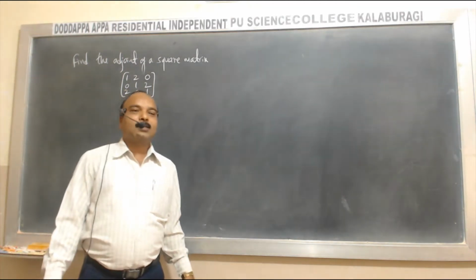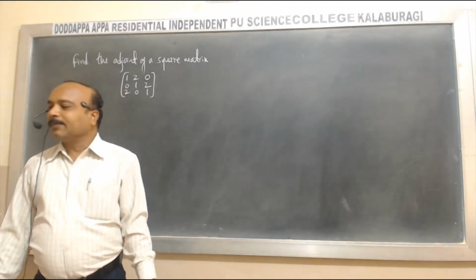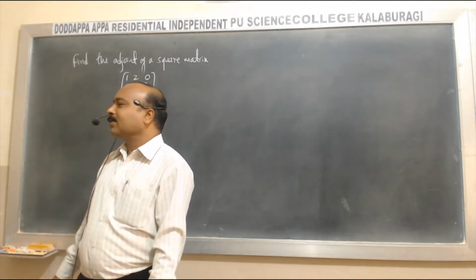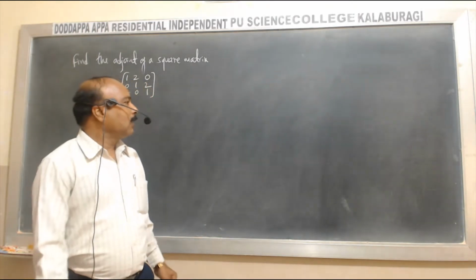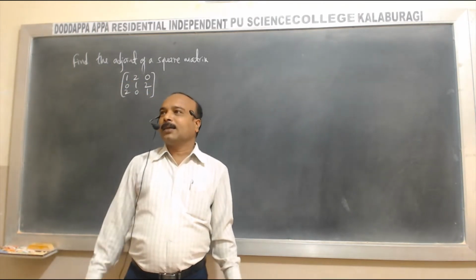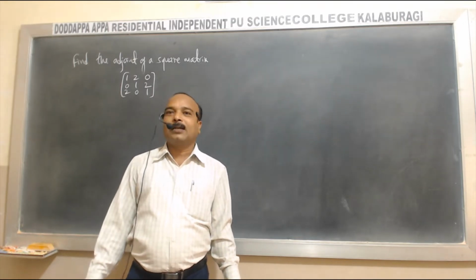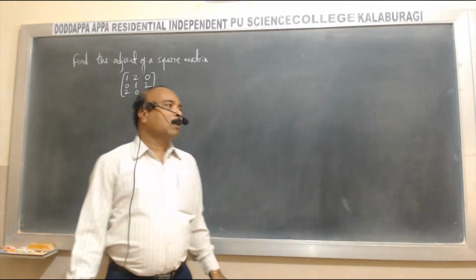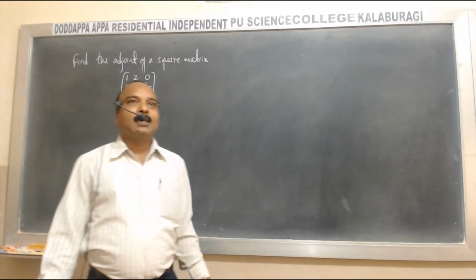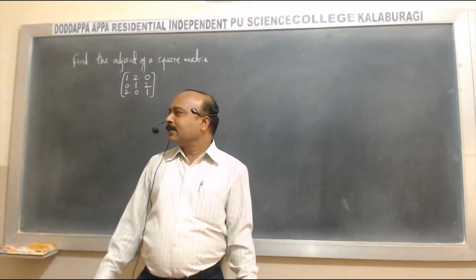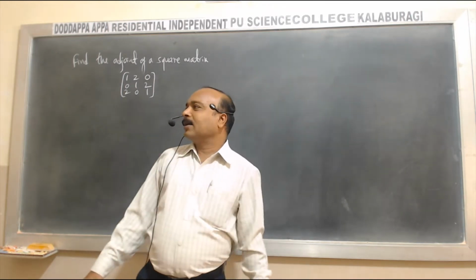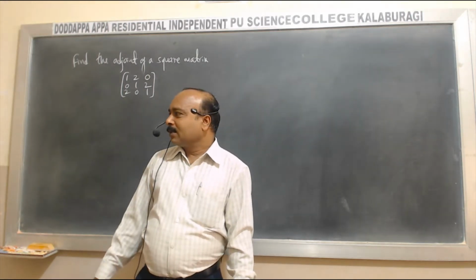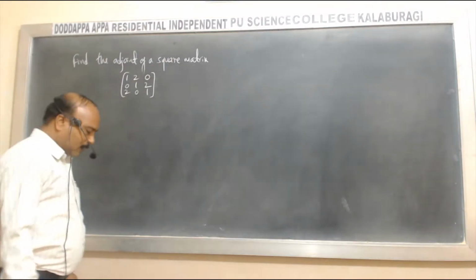Hello students, in the previous class we completed some examples on the adjoint of a square matrix. In that, we already completed the adjoint of a square matrix of second order and of third order, including one example. Now we continue with the adjoint of a square matrix of third order. Today we consider one example of that type.